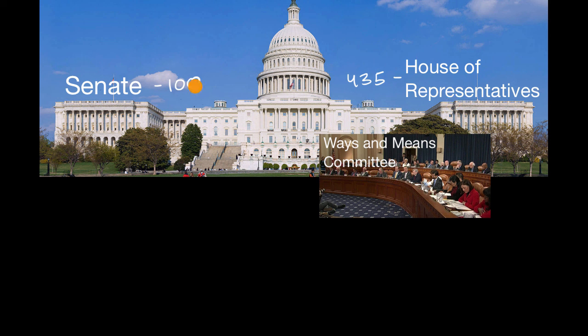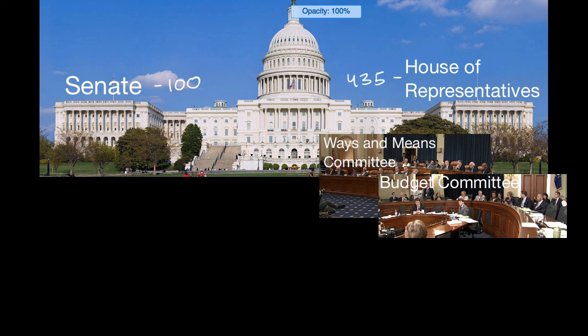In general, bills could be introduced to the Senate or the House or both. But if it's something regarding taxation, that has to originate in the House of Representatives, and it will go through the House Ways and Means Committee. Another very powerful committee is the Budget Committee. Through tax policy, the House Ways and Means Committee influences how the government gets its revenue.